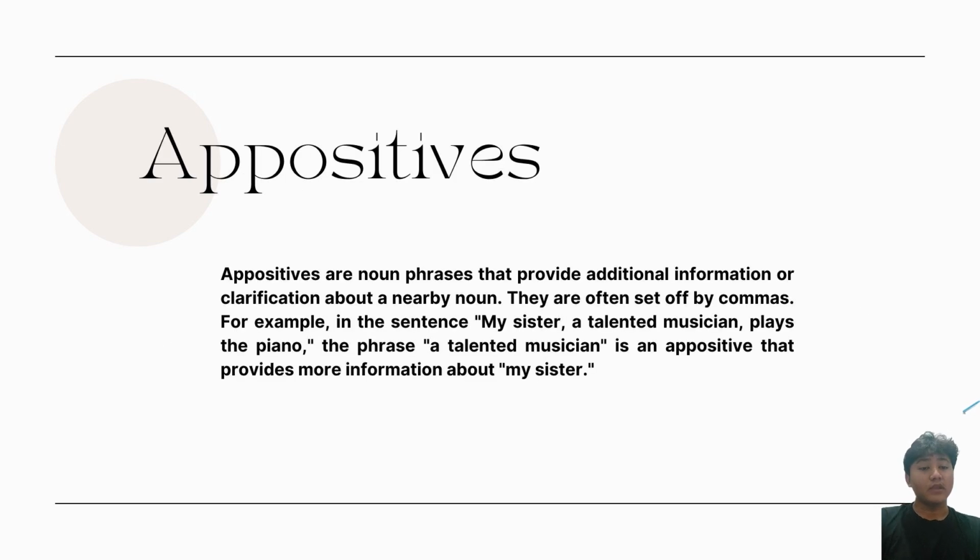Next, appositive. Appositives are noun phrases that provide additional information or clarification about a nearby noun. They are often set off by commas. For example, in the sentence, my sister, a talented musician, plays the piano. A talented musician is an appositive that provides more information about my sister.